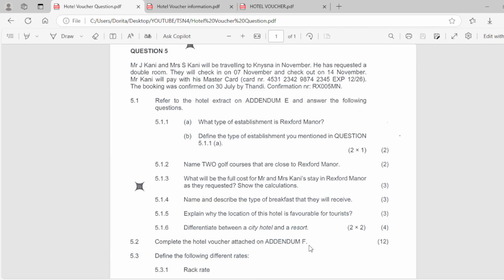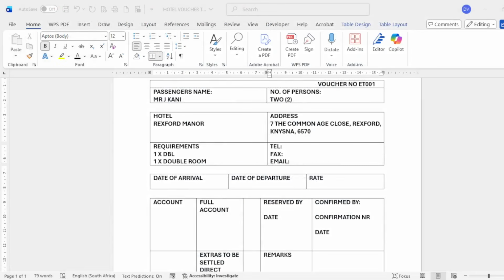Right, so I'm going to show you now how to complete that voucher. I've just created my own one in a Word document so that I can type.